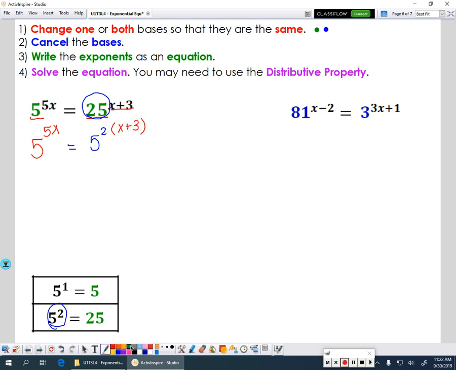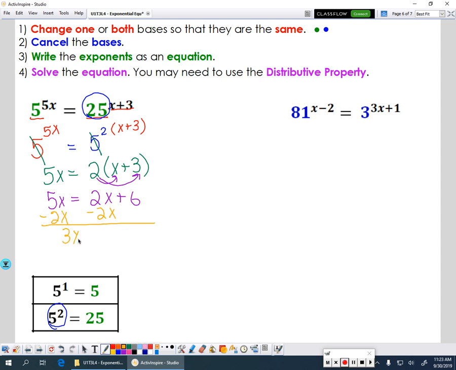Now when you look at this, we have the same base. I can cancel out the bases and set up these exponents as an equation. Then all I need to do is solve it. This equation needs to be distributed, so we're getting into a little more complex equation here. So now I've got 2x plus 6. Now it's time to solve it. I have to move my variables to the same side. So I'm going to move this 2x over to the other side, and I get 3x equals 6. Then I have to undo that multiplication by dividing by 3, and I get x equals 2.